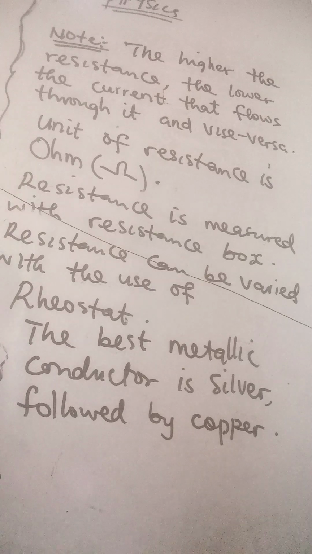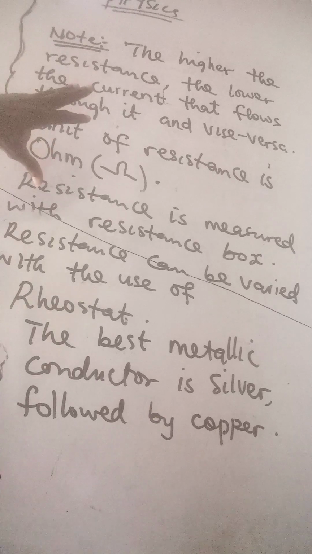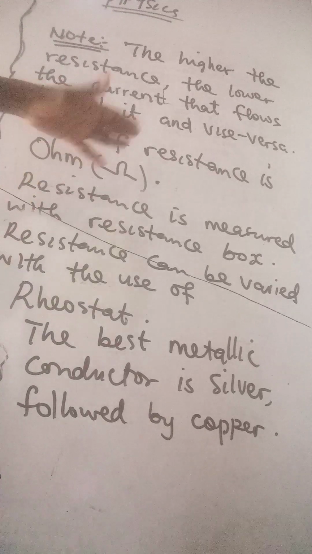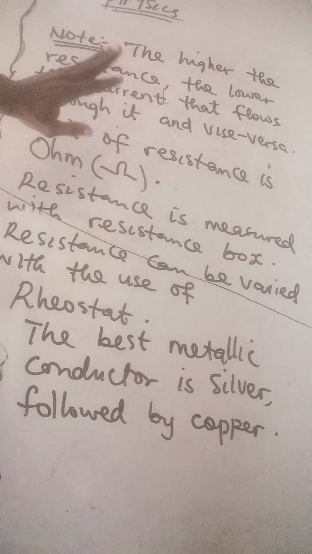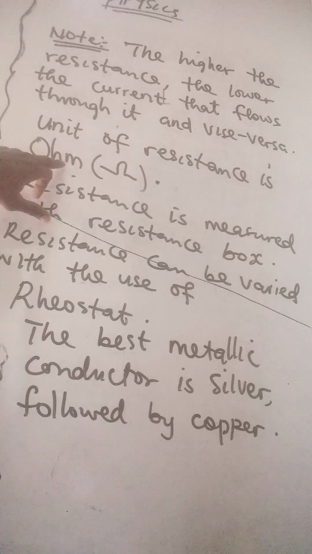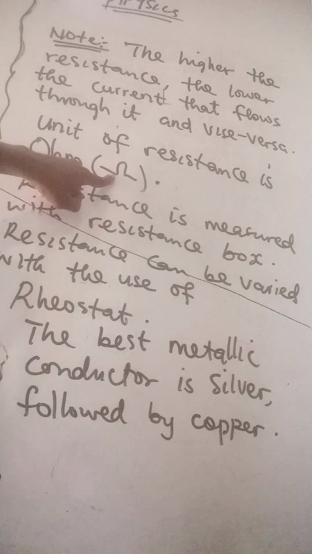It is important to note that when the resistance of a wire is high, the current that will flow through it will be very low, and vice versa. That means when the resistance is very low, the current that will flow through it will be very high. The unit of resistance is called ohm. This is the symbol for ohm.